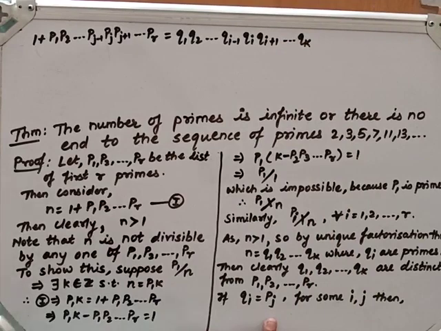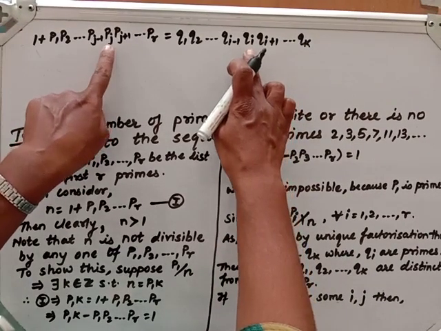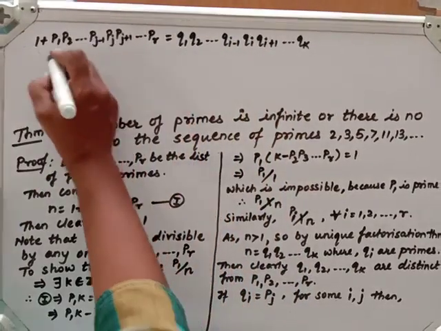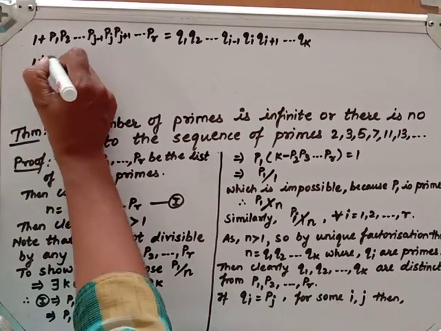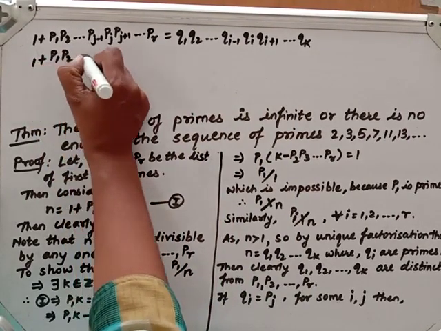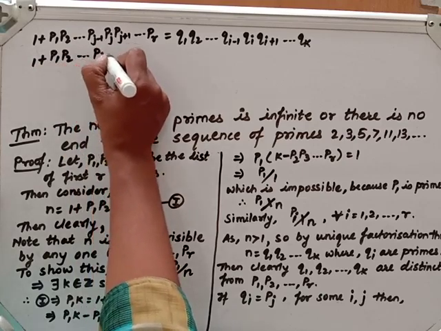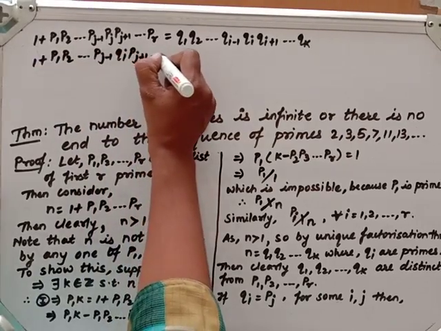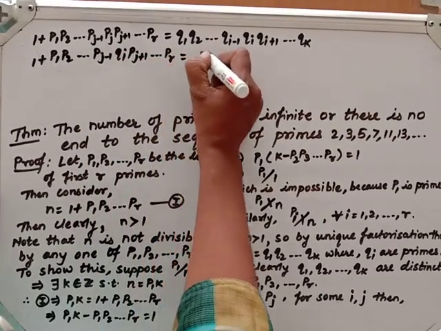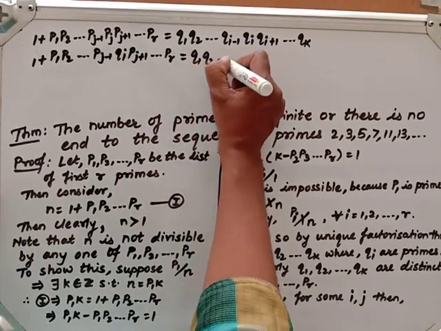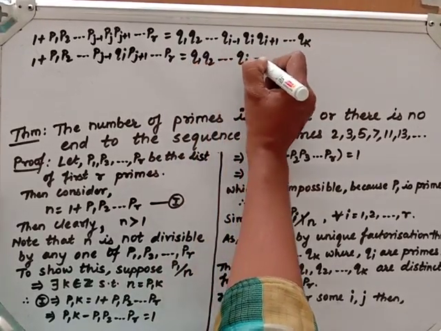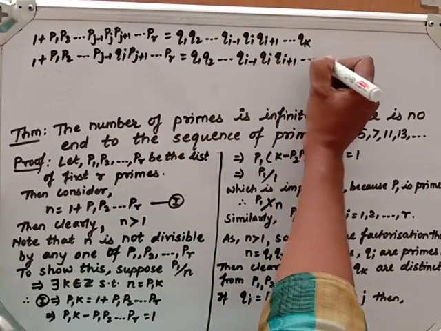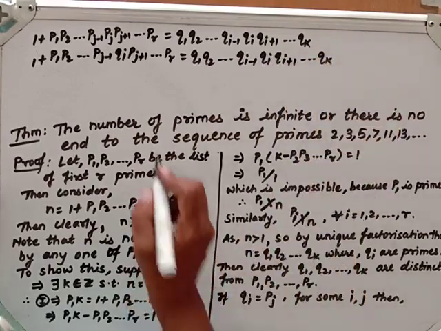Now, here as these two are equal, so I can replace this Pj by qi. So, this will give me 1 plus P1, P2, so on up to Pj minus 1 into qi into Pj plus 1, so on up to Pr is equal to q1, q2, so on up to qi minus 1 into qi plus 1, so on up to qk. This will be as such.